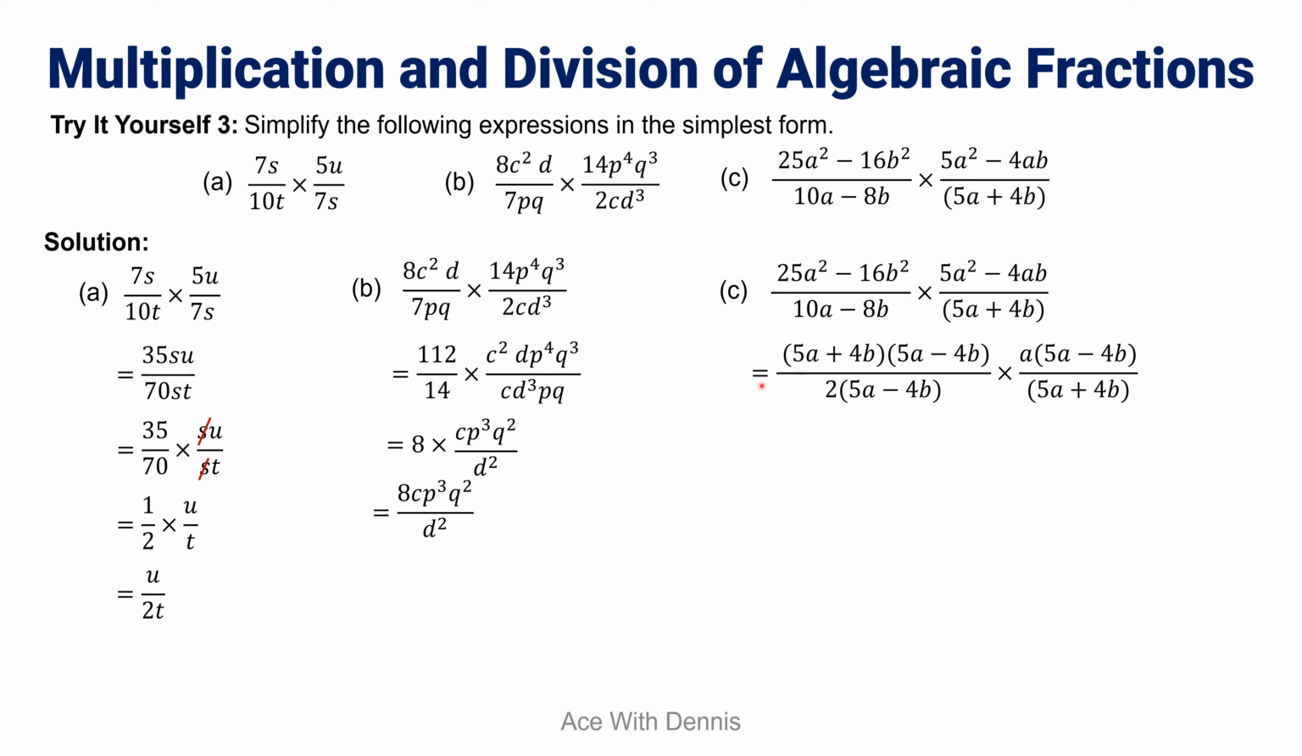So this one I'm talking about. And then multiply with the second fraction, the numerator here, common factor is a. So take out the a, we have 5a minus 4b. And then this is just write down 5a plus 4b. Then from here, we can cancel out the 5a minus 4b and 5a plus 4b. So the answer will be a times 5a minus 4b over 2.